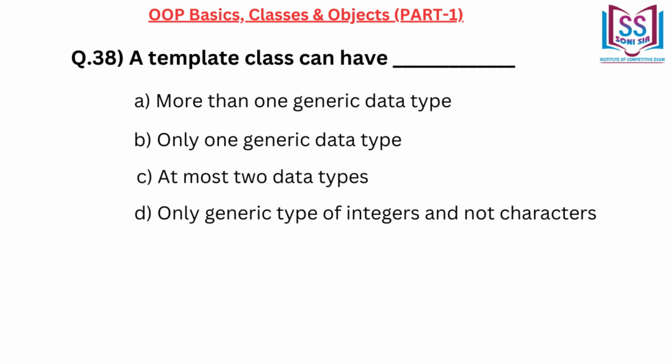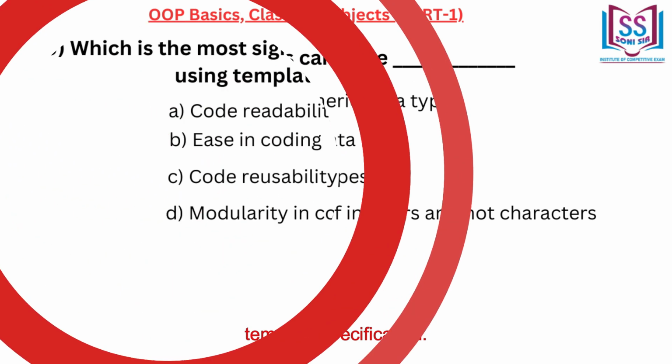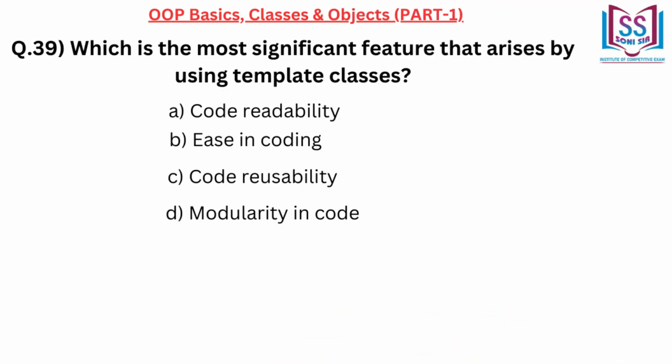Only generic type of integers and not characters. Correct answer, A. The template class can support more than one data type. The only thing is to add all the data types required in a list separated by comma within template specification, which is the most significant feature that arises by using template classes.